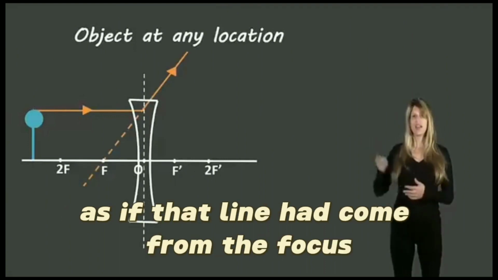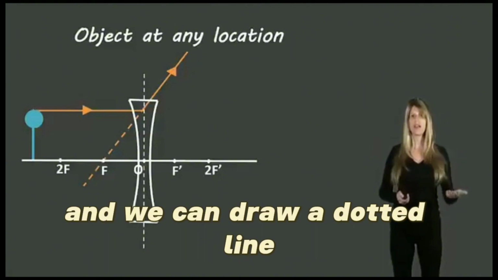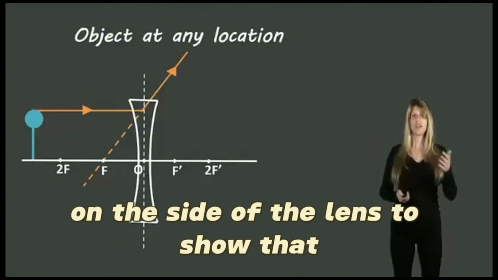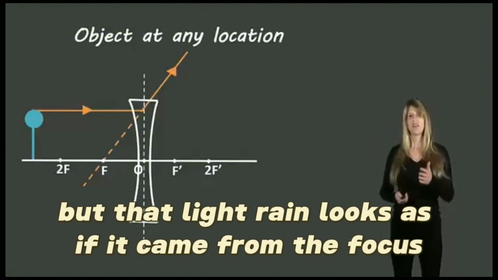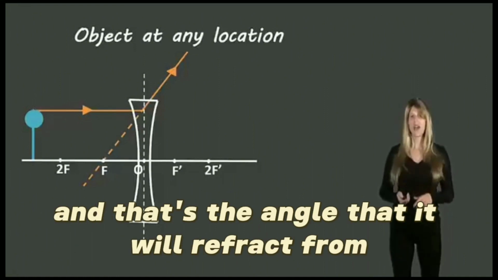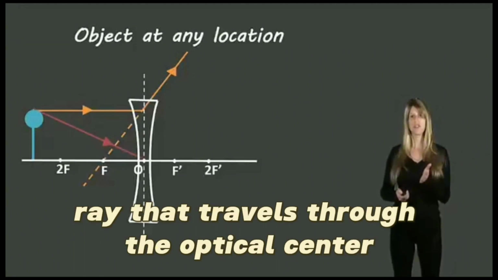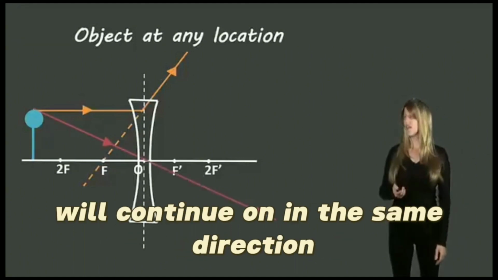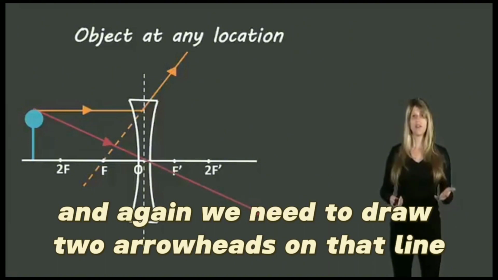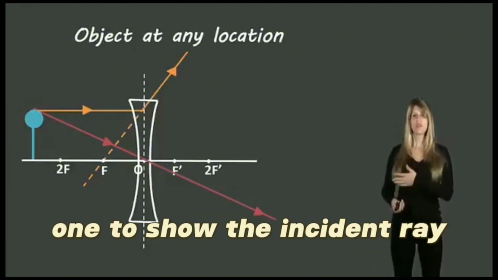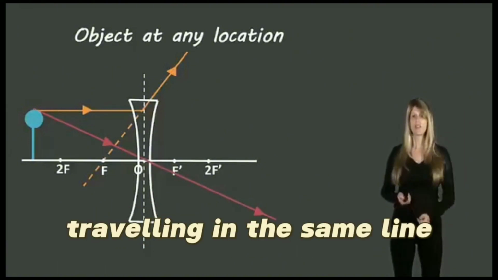As if that line had come from the focus, and we can draw a dotted line on the side of the lens to show that it didn't actually come from the focus, but that light ray looks as if it came from the focus, and that's the angle that it will refract from. Our second rule is that an incident light ray that travels through the optical center will continue on in the same direction. And again, we need to draw two arrowheads on that line, one to show the incident ray and one to show the refracted ray traveling in the same line.